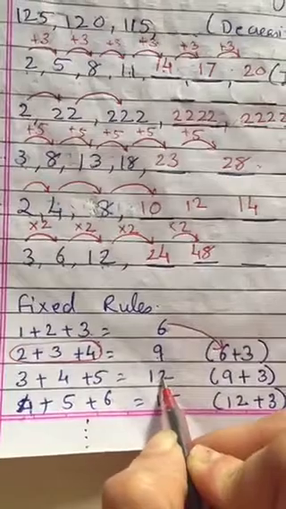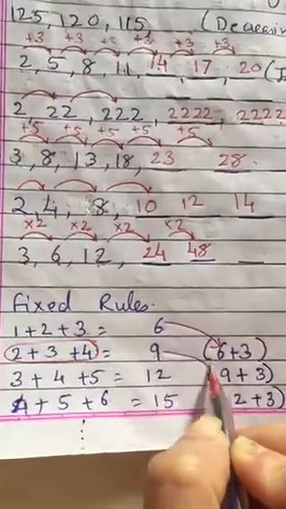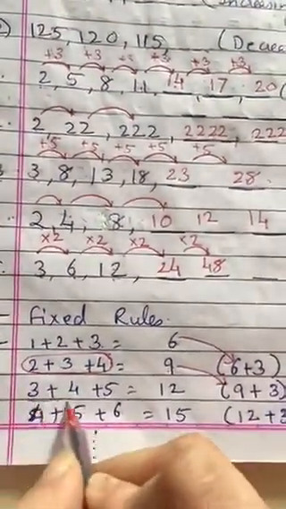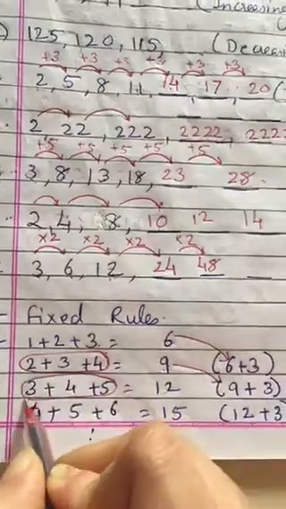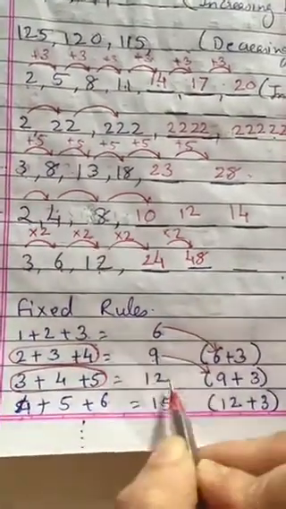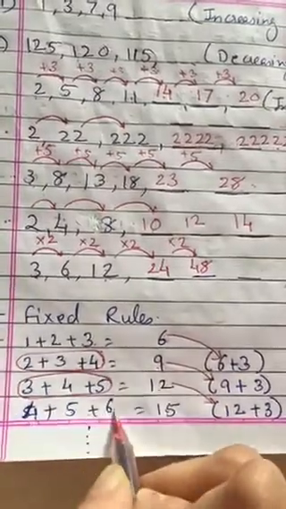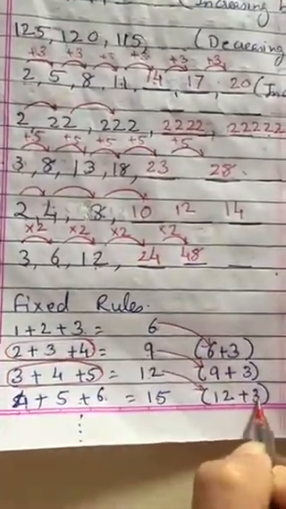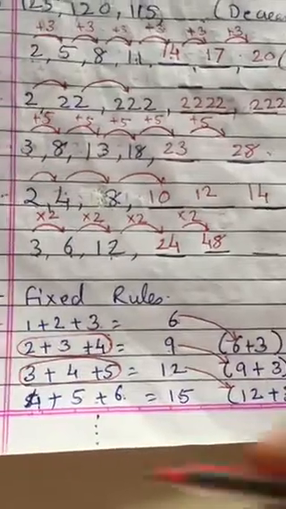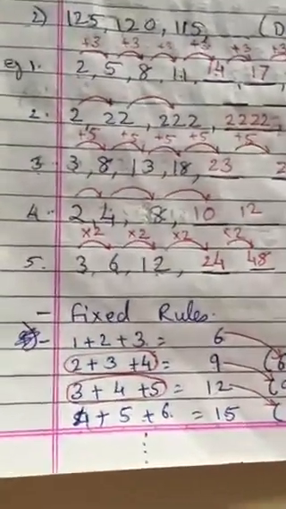Now this total is 12. This is the previous number added by this group. Again 15, the previous number, and this 1, 2, 3. So 3. This way we can go on adding. And take one more example.